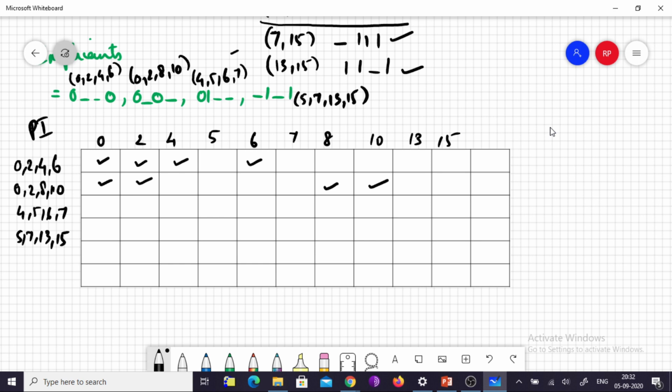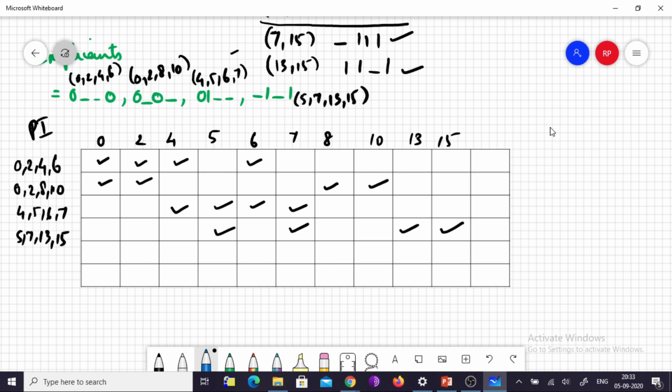Then I have 4, 5, 6 and 7, the third row. So 4, 5, 6 and 7. And finally in my fourth row, 5, 7, 13 and 15. So 5, 7, 13 and 15. So my next step is to identify any column that has got only one tick mark. So those columns will give me the essential prime implicants.